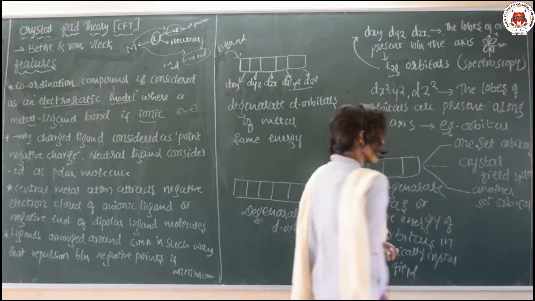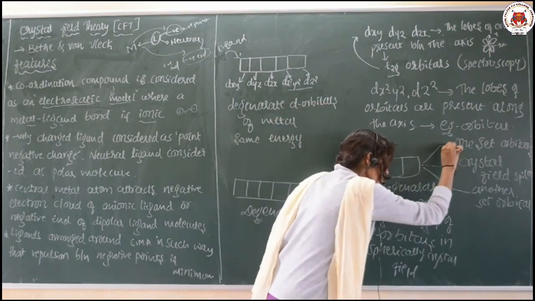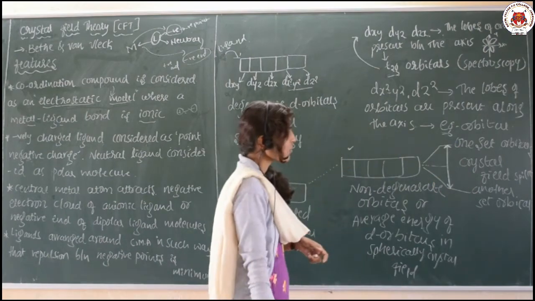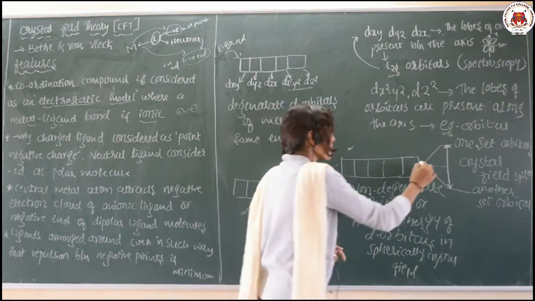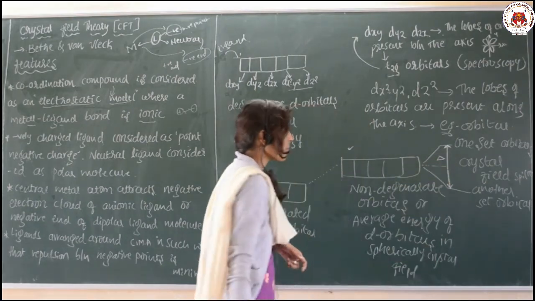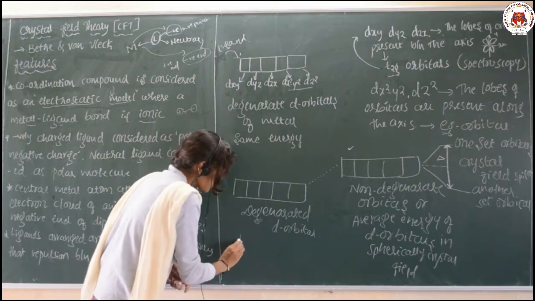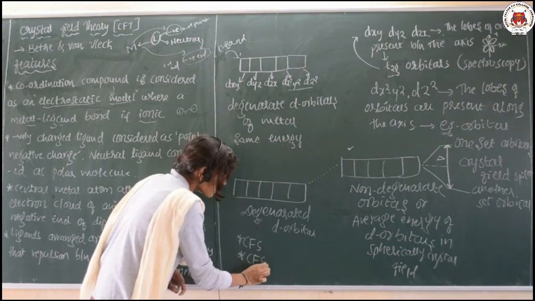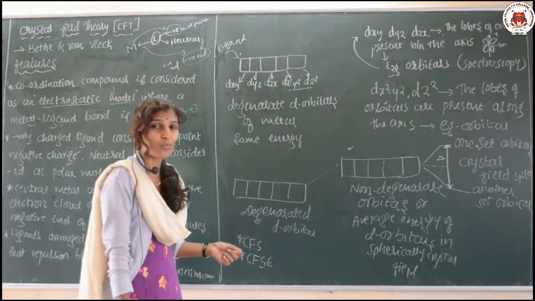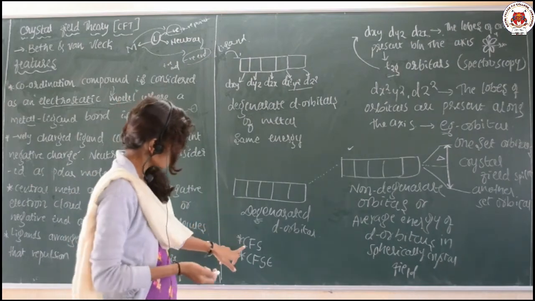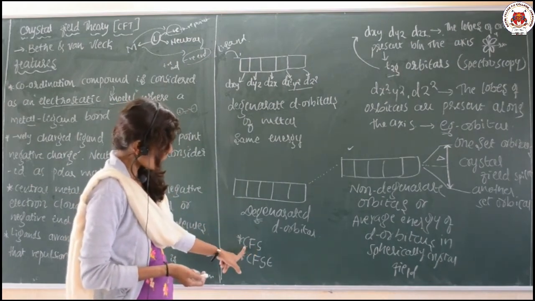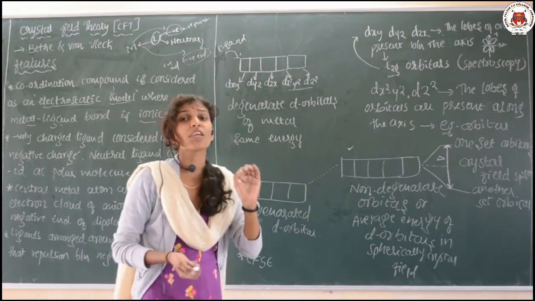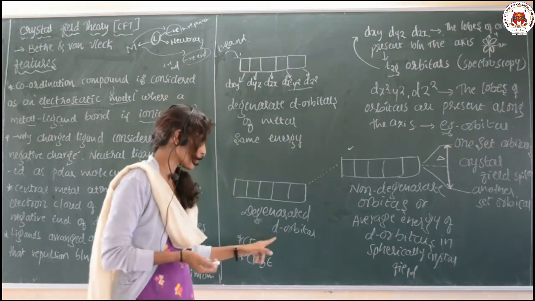Crystal field splitting. The energy difference between these two sets is nothing but the crystal field splitting energy, represented by the term delta. There are two terms you need to know: crystal field splitting, and crystal field splitting energy or crystal field stabilization energy. What is crystal field splitting? It is the splitting of the non-degenerate orbitals with the influence of the ligand to give a definite geometry. That is crystal field splitting.